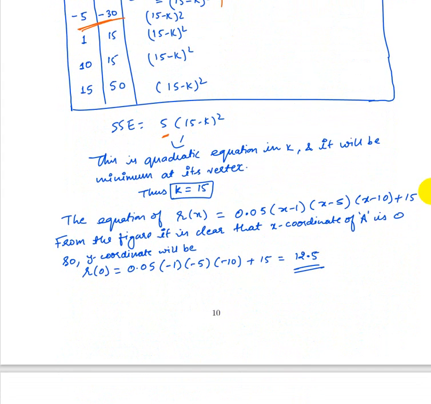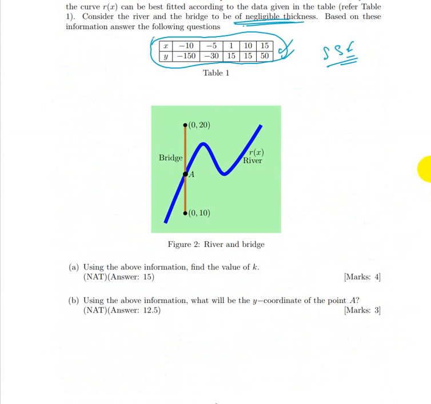So this is a quadratic equation in k, so its minimum value will be at its vertex. Okay, so we know that the abscissa of the vertex is minus b upon 2a. If you don't know the shortcut, then just expand it and put the values so as to get k is equal to 15. So we have got k, which is 15.